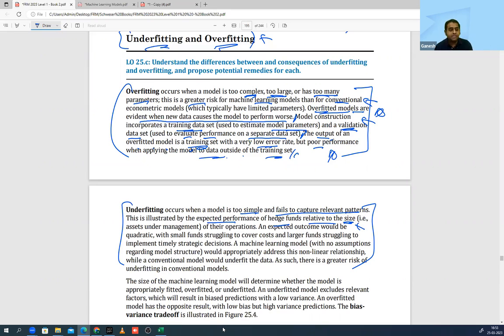Size over here means how much is the asset under management, AUM. So that is the asset under management of their operation. So basically they're comparing the performance of the hedge fund with the AUM that you have for the fund. An expected outcome would be quadratic. What is quadratic? A curve. Have you seen a quadratic equation? So when you create a graphical representation of it, it comes as a non-linear behavior. It is not linear like we were looking at in the previous section.